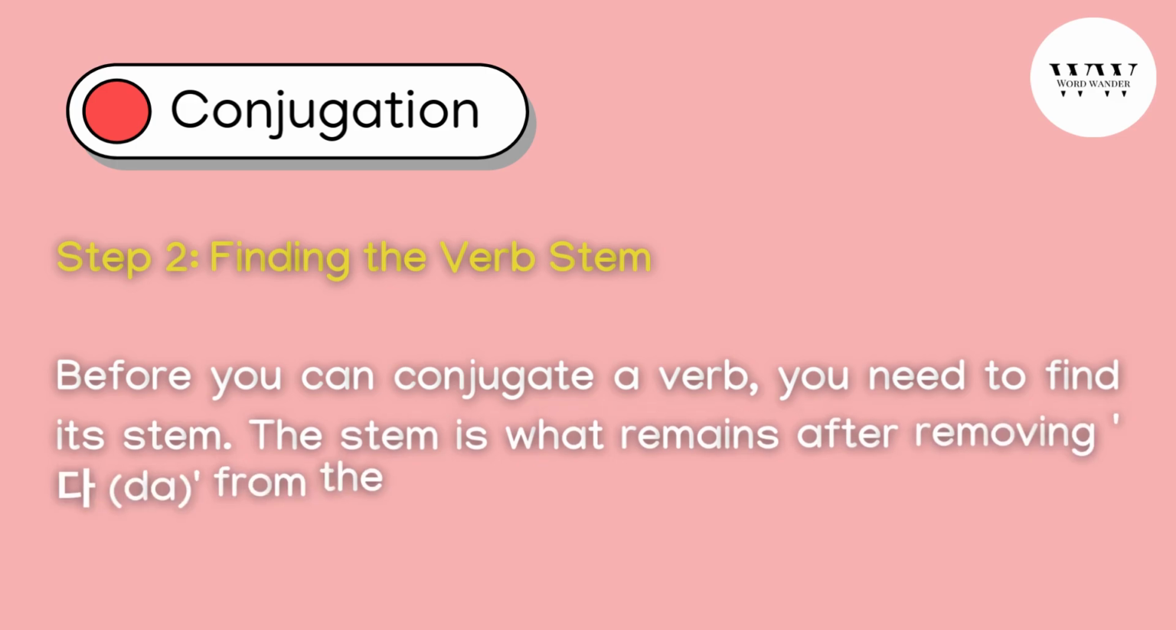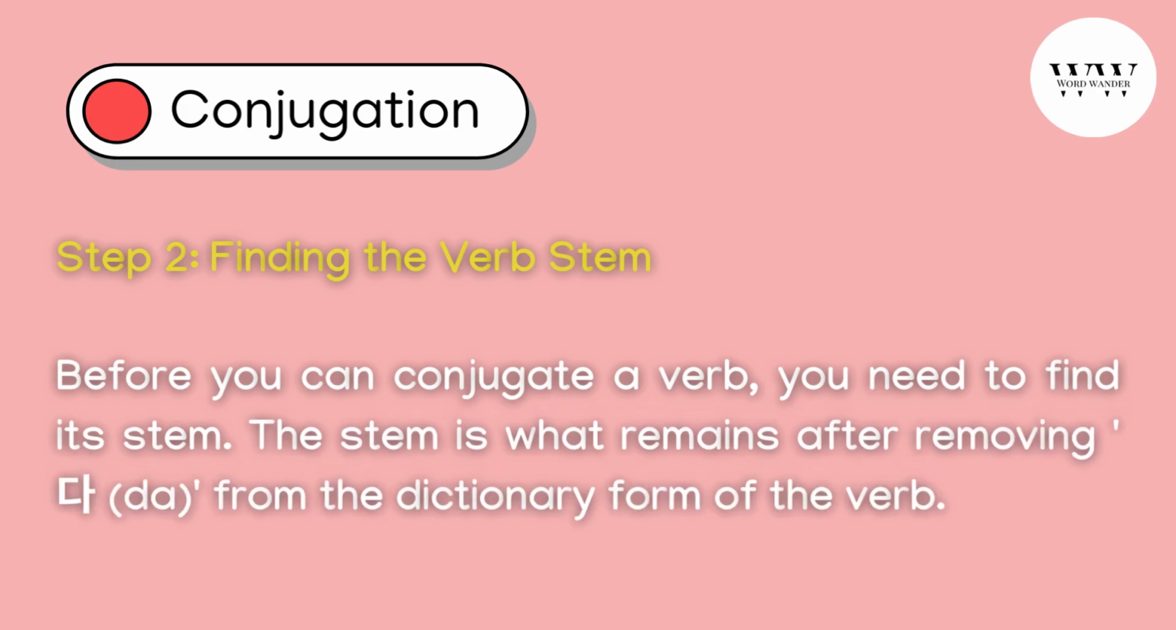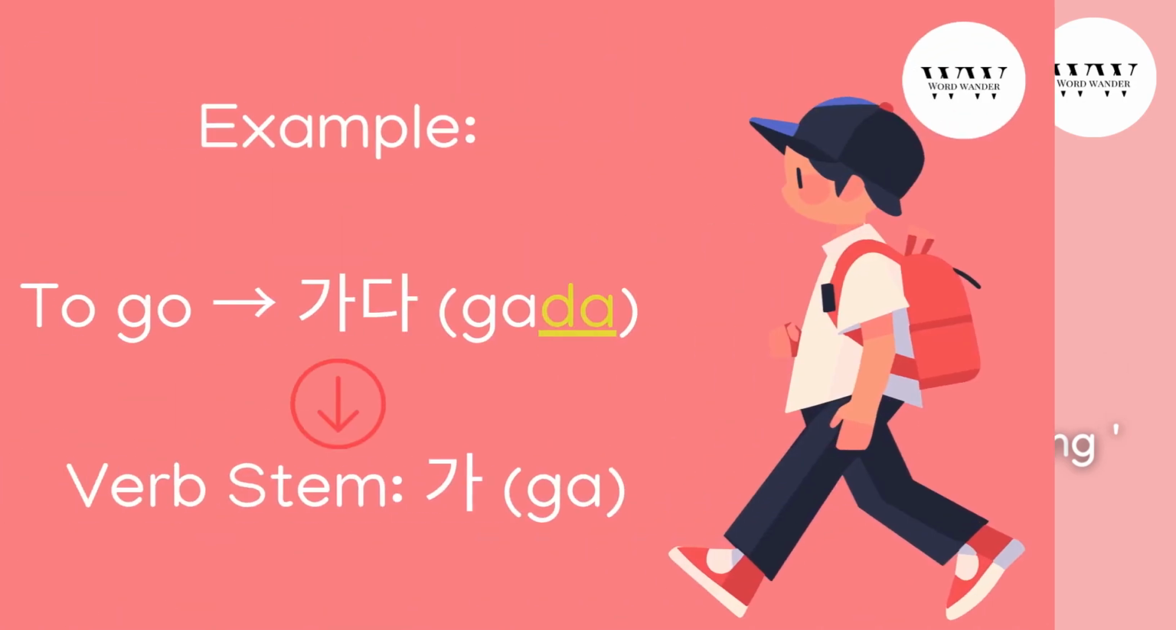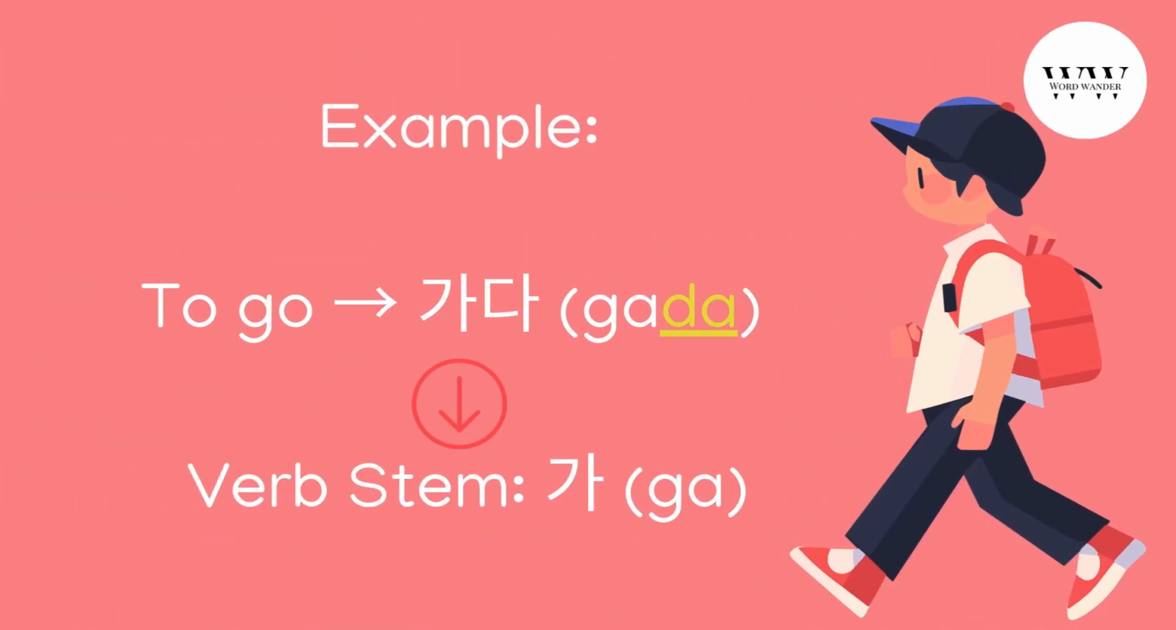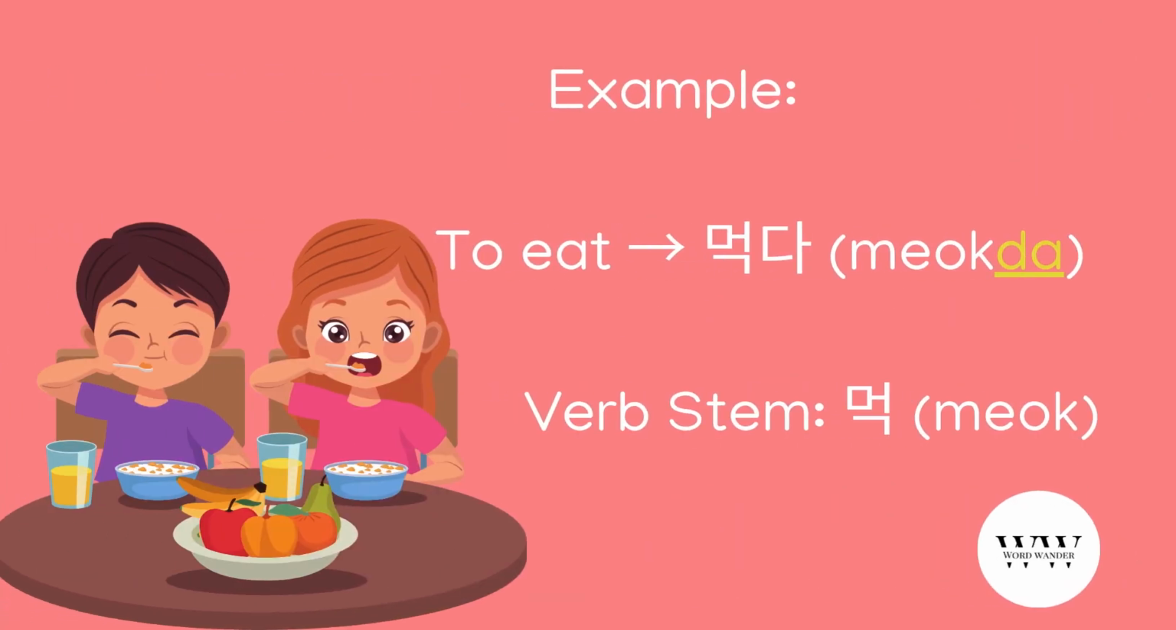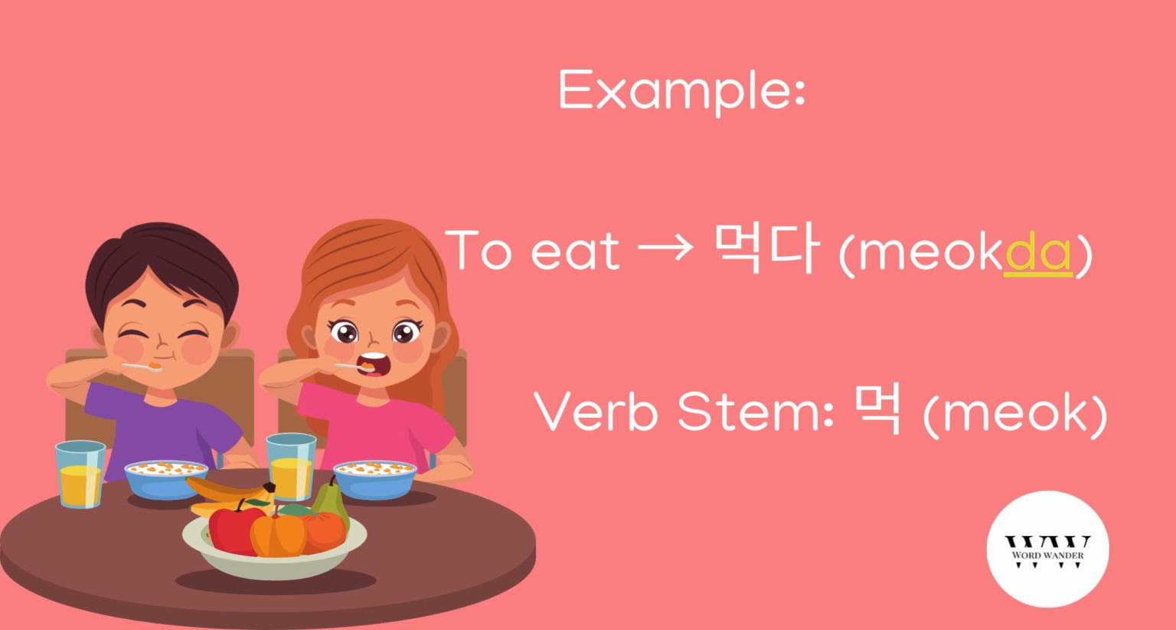Before you can conjugate a verb, you need to find its stem. The stem is what remains after removing da from the dictionary form of the verb. Example, to go. In Korean, gada. Remove da, so the verb stem is ga. To eat. In Korean, 먹다. Remove da, the verb stem is 먹.